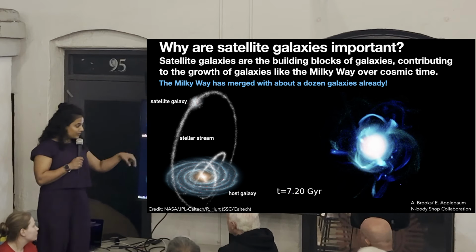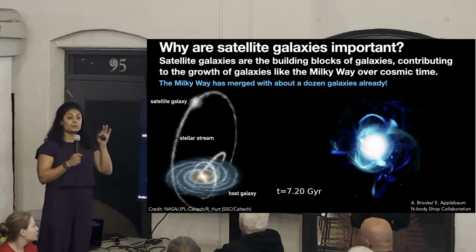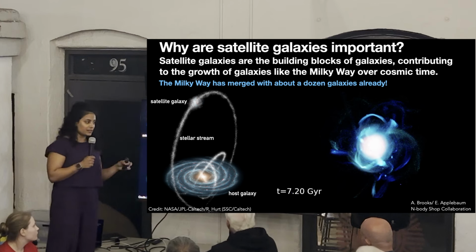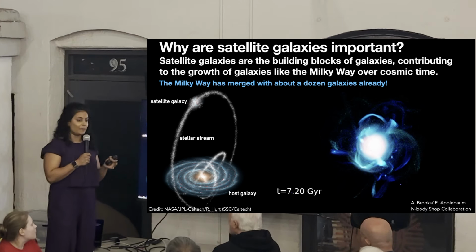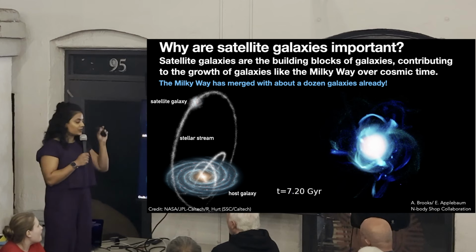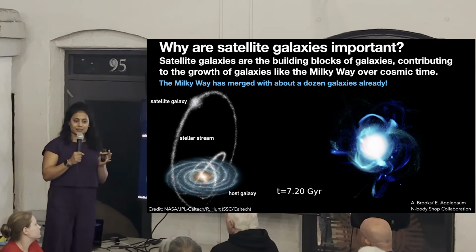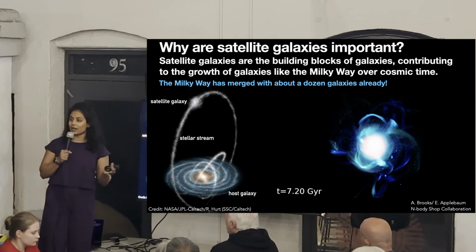Okay, I'm going to show you a movie on the right side that will show you simulated data of a Milky Way-like galaxy. And what you're going to watch is the growth of a galaxy like the Milky Way. So I'm going to quickly describe what you'll see. You'll see a very bright ball of light at the center.